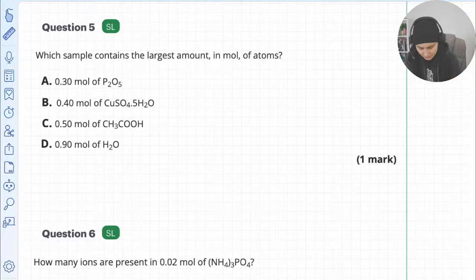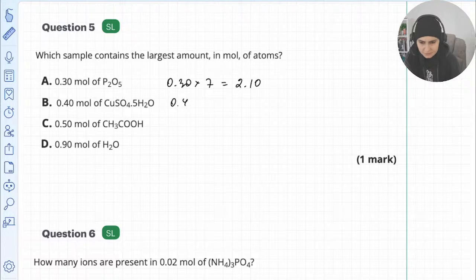Okay, let's see. For A, I do 0.30 times the number of atoms in a molecule. In P2O5, we have 2 phosphorus and 5 oxygen, so 2 plus 5, 7. So that is 2.1 moles of atoms.